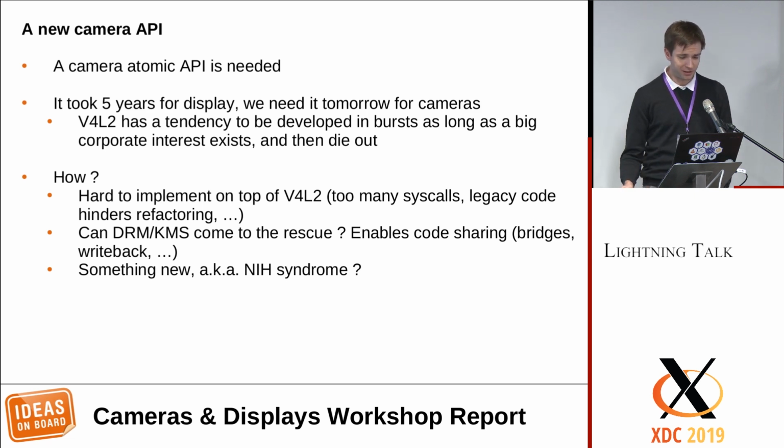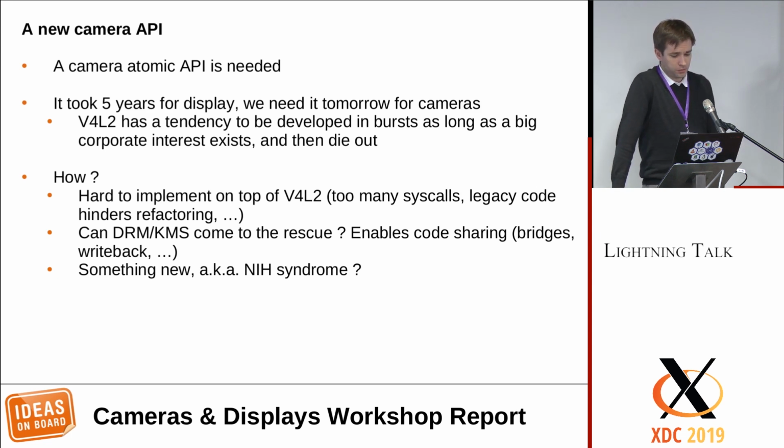It has also been mentioned that V4L2 has a tendency to be developed in bursts, so when someone really has a pressing need and has money to put behind that, development happens and then it goes silent for a long time, which is not ideal to develop such a new feature. So how could we do that? It's hard to do on top of V4L2 as it exists today. We have way too many syscalls that we need to call. We have lots of legacy code, especially inside the kernel, that makes it very difficult to refactor things. So it would be really cumbersome and not nice to use, neither for user space nor for the kernel.